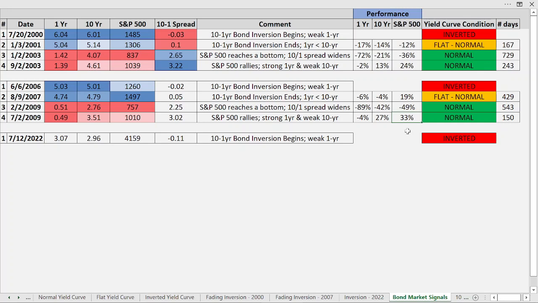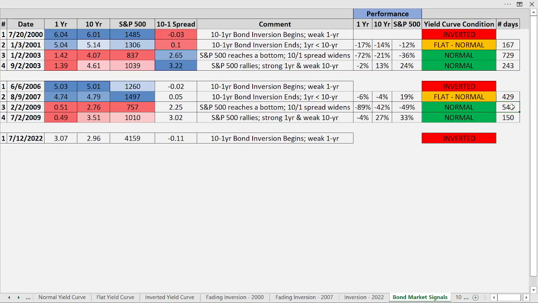Notice the duration as well. We have 167 days which transpired between the beginning of the inverted bond yield and the end of the inverted bond yield. The bond yield inversion lasted 167 days in 2000, 2001. In the year 2006-07, the inversion lasted for 429 days. Then we have the stock market crash. That lasted for 729 days ending in 2003, and ending in 2009, it lasted for 543 days.